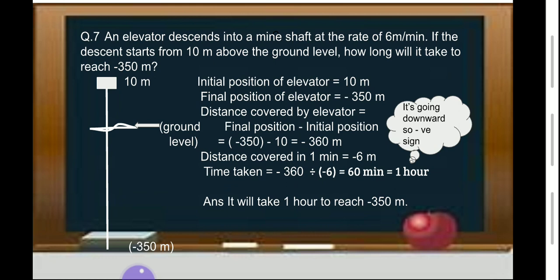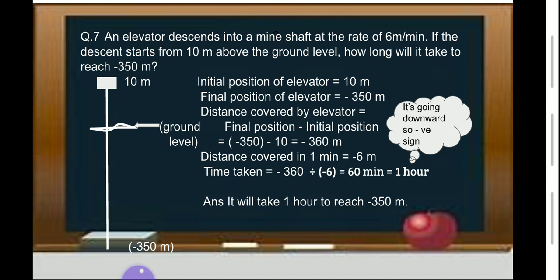Question number 7. An elevator descends into a mine shaft at the rate of 6 meter per minute. If the descent starts from 10 meter above the ground level, how long will it take to reach negative 350 meter? I have drawn a rough diagram to make it more clear what the question wants to say. Now you can see a rectangular box is there. It is at 10 meter above the ground level. You can see over there ground level. It has to go down till negative 350 meter.